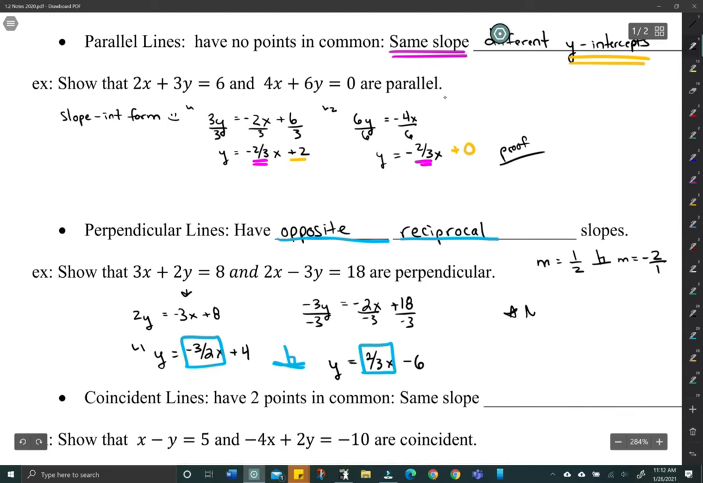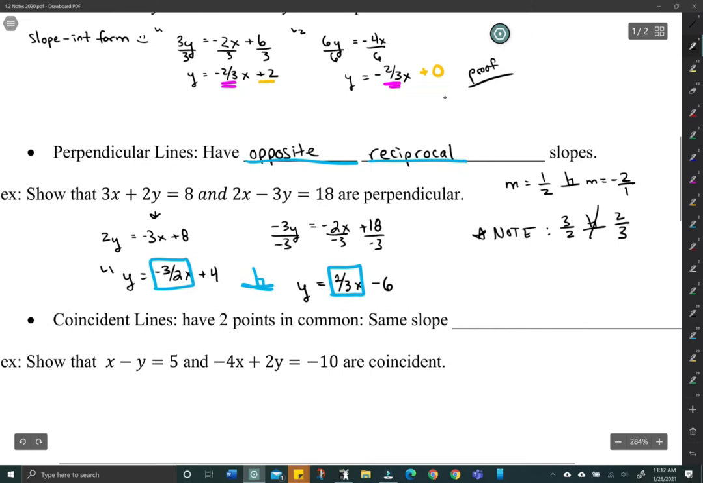Okay, 3/2 is not perpendicular to 2/3. They intersect, but they're not perpendicular. So just because it's reciprocals, this one has to be opposite as well.